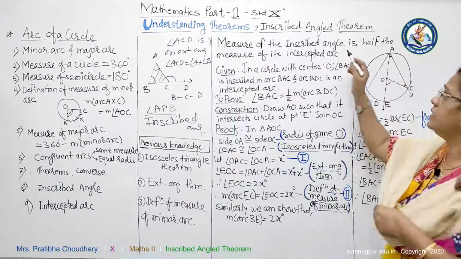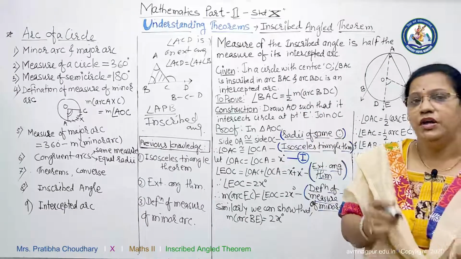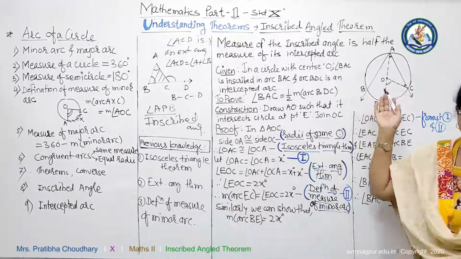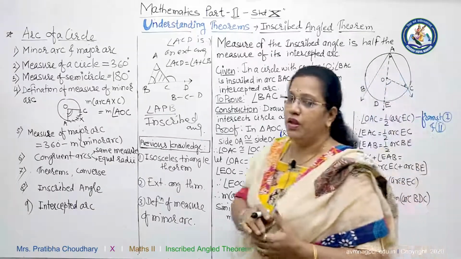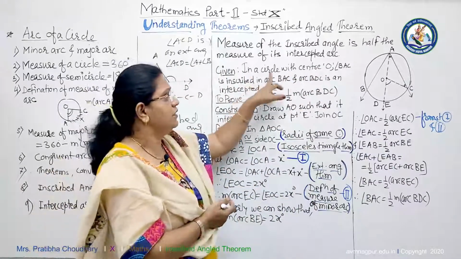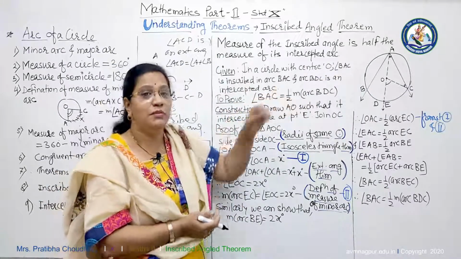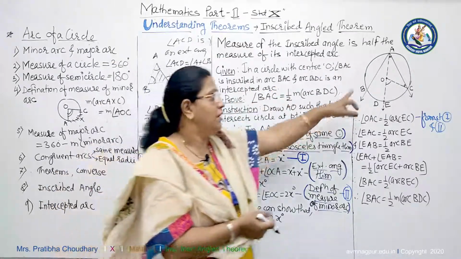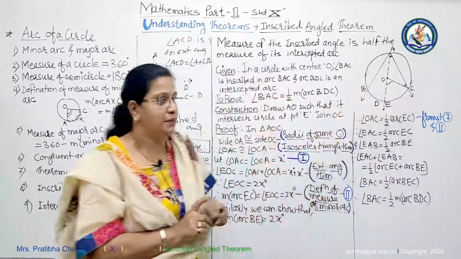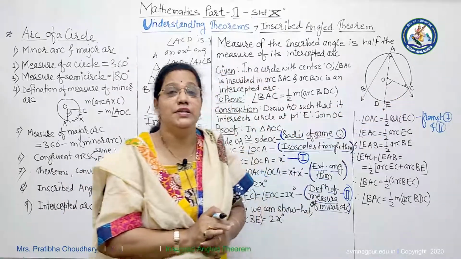Now we will come to the inscribed angle theorem. The measure of an inscribed angle is half the measure of its intercepted arc. This statement we are going to prove now. Okay, so again the compulsory part, the diagram is given to you. In this diagram, the center of the circle is O. So in a circle with center O, angle BAC is inscribed in the arc BAC, and arc BDC is its intercepted arc.